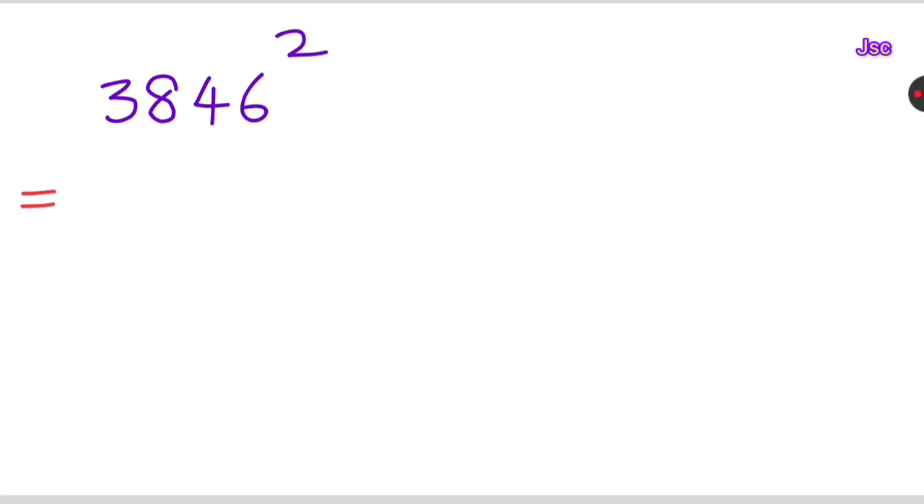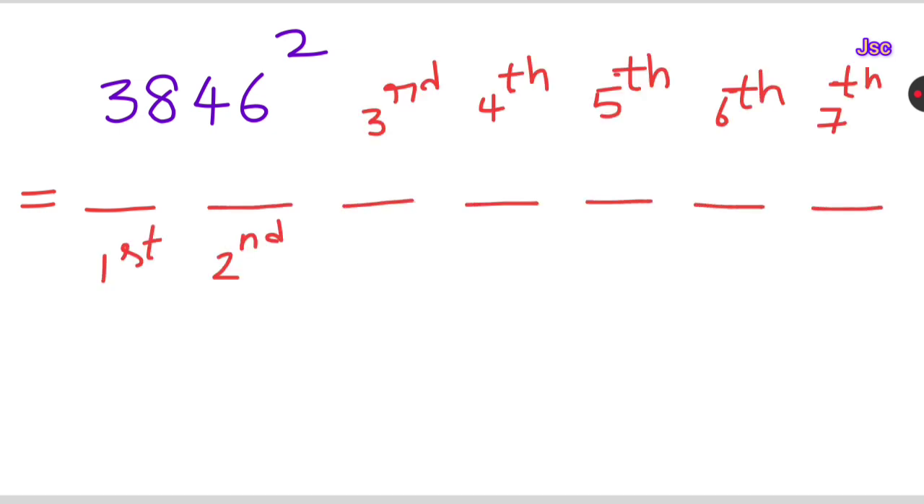First we have to make 7 positions. First, second, third, fourth, fifth, sixth, seventh. First we start with the 7th position. For the 7th position you have to take the unit digit and square that unit digit. 6 square is 36. So let's write the 7th position as 36. And then come to the first position. For that you have to take the first number, that means the thousands place, which is 3, and square that 3. 3 square is 9. Just write 9 here.